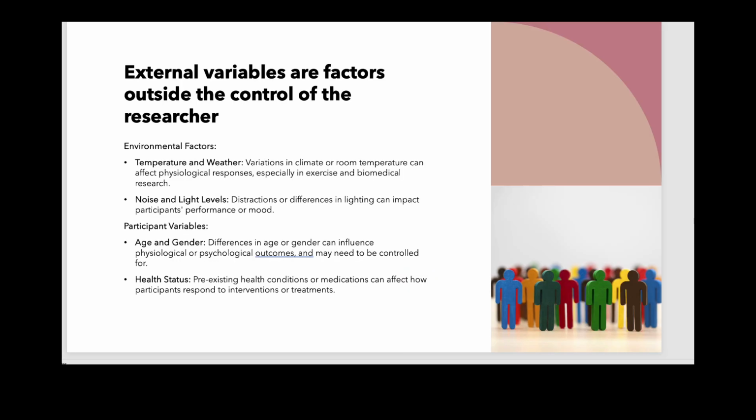So we can have environmental factors that want to influence our research and influence our results. We could have participant variables. So let me give you a couple examples here on environmental factors.